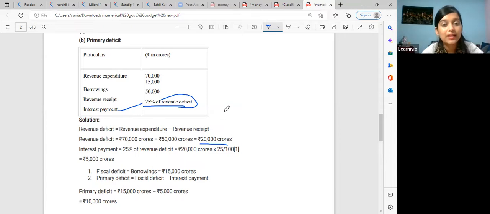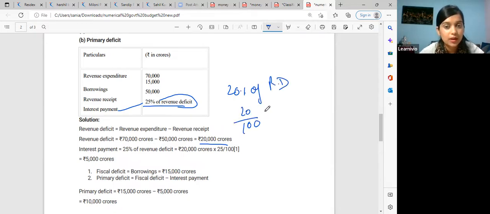And then 20% of revenue deficit. Same question, 20% of your revenue deficit. So 20 upon 100 multiplied by this 20,000 crores. The answer is basically, you will be solving it. 25%. It is like this.